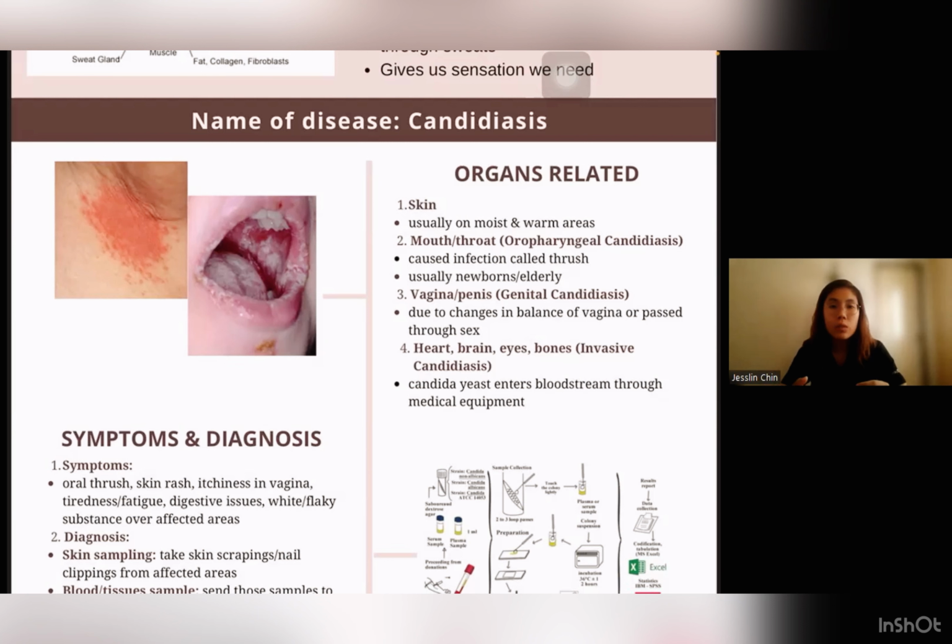And for the vagina or penis, which is also known as genital candidiasis, it is actually caused by changes in the balance of the vagina, or it can also be transmitted through sex. And for the brain, heart, eyes, or bones, which is also known as invasive candidiasis, it happens when the candida yeast enters our bloodstream through medical equipment.